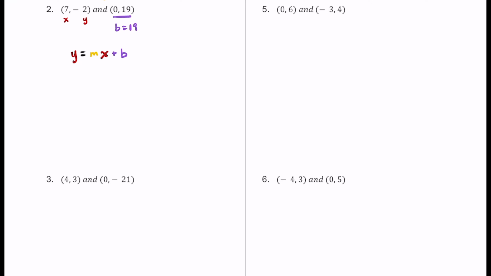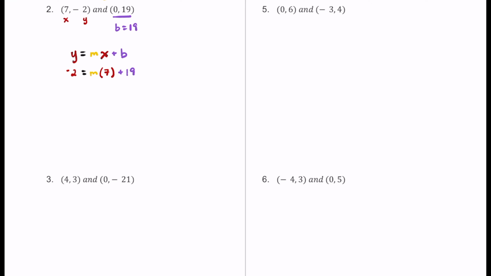So let's go ahead and do that right away. And so we have y is equal to -2, so we're going to make that substitution. -2 is equal to, and just like before, we're going to solve for m. So it's going to be m times whatever x is. X is 7, so I'm going to use parentheses to show that. And then it's going to be plus 19.